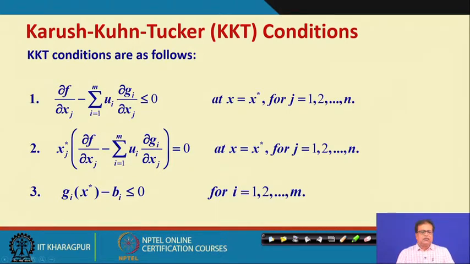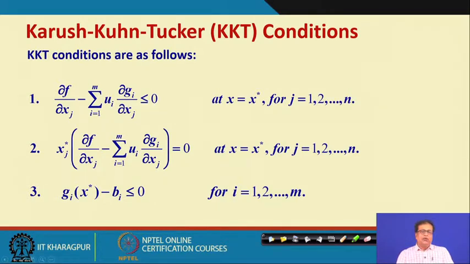So, the first condition, as you can see, is del f del x j minus the sum over all the ui's, I mean the sum is taken over each of the constraints, ui del g i del x j, less than or equal to 0. That is the first condition, valid at the optimal point and for each of the x variables.